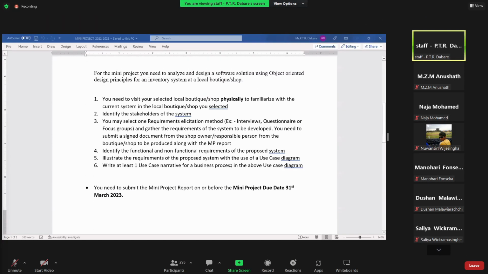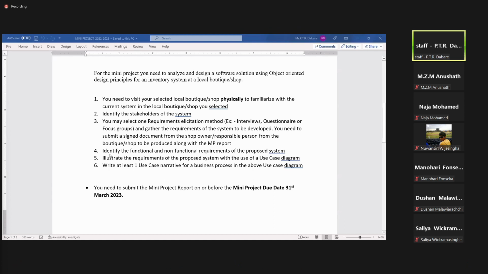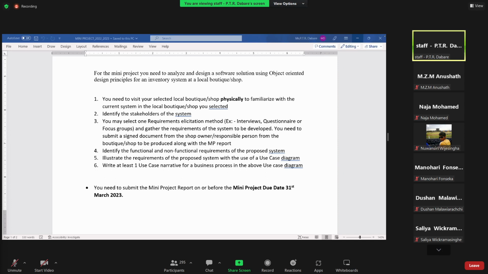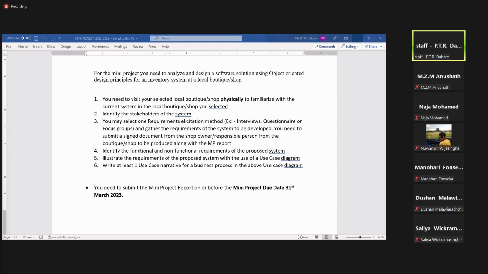So it says, identify the functional and non-functional requirements of the proposed system. So now I will explain from the book what you mean by functional and non-functional requirements. Hope that you can remember we discussed this in day school 3 as well, right? Then illustrate the requirements of the proposed system with a use case diagram and write at least one use case narrative for a business process.